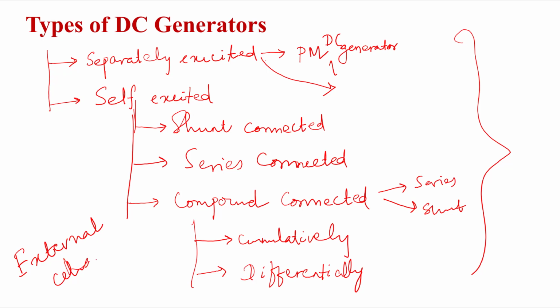External characteristic is the characteristic which is plotted using the terminal quantities. So for both generator and motor, the terminal quantities are different, right? So what are the terminal quantities of the motor and what are the terminal quantities of the generator?